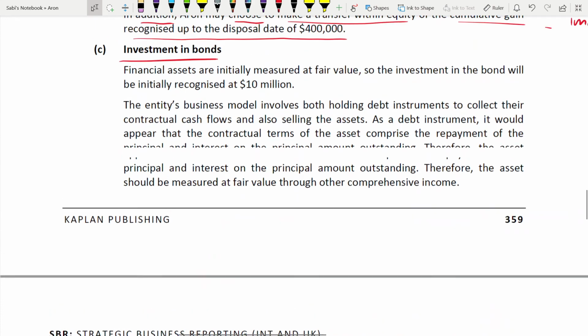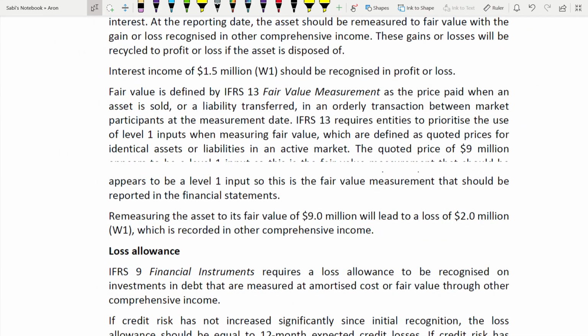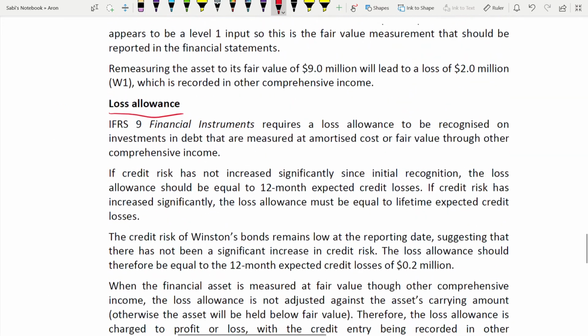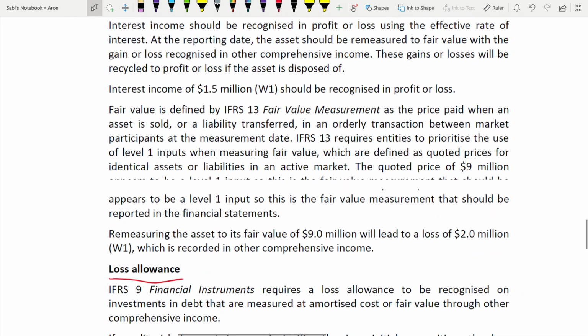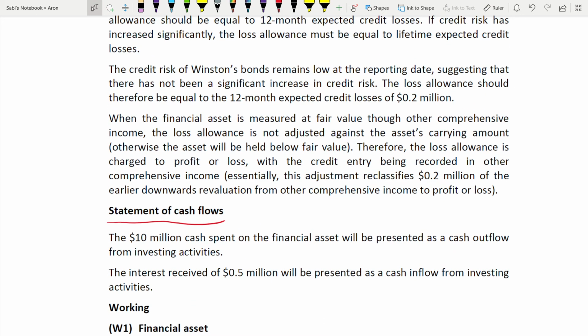So now check the answer. Investment in bond is one thing. Loss allowance is another thing. Separately, you have to say statement of cash flow. They told to add this also, the impact on the statement of cash flow. Why? The amount that you're going to receive or you have to pay will change now. Okay, and working is there obviously. Working is only just one working. Divide it like this. Few marks will go for loss allowance. In fact, a lot of marks will go. Statement of cash flow, only few marks.